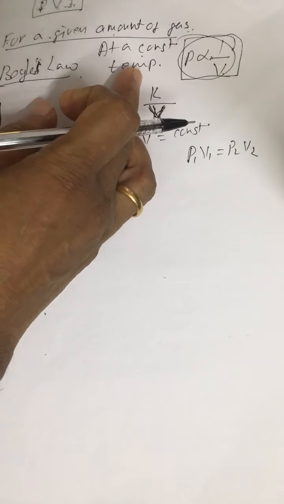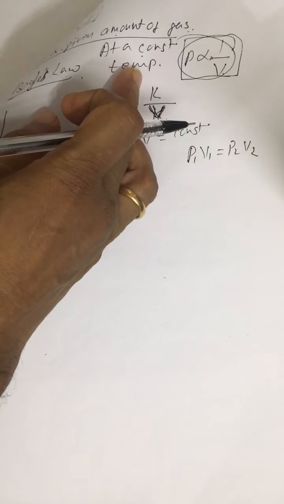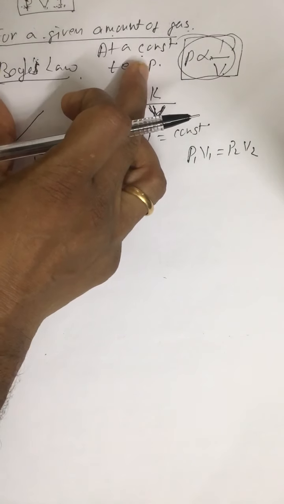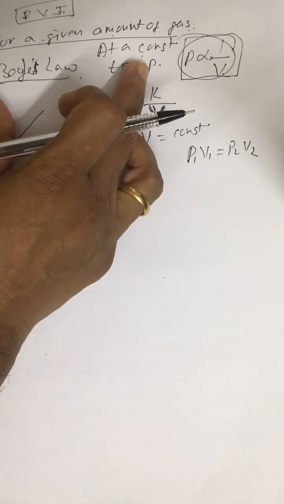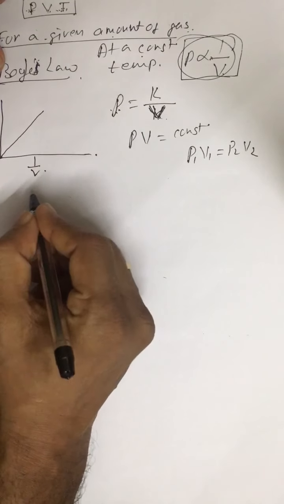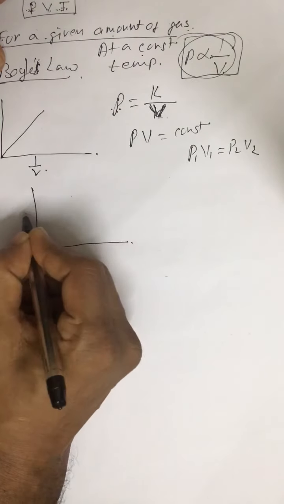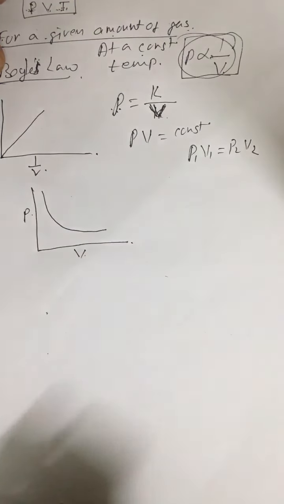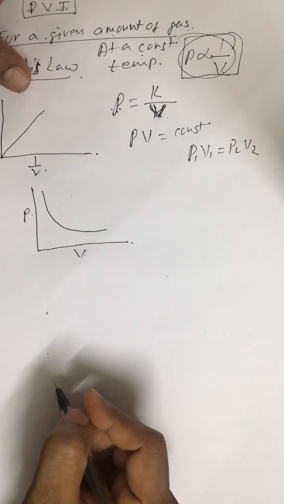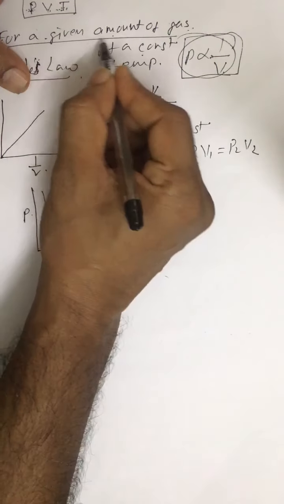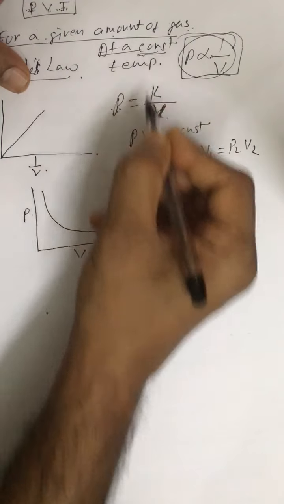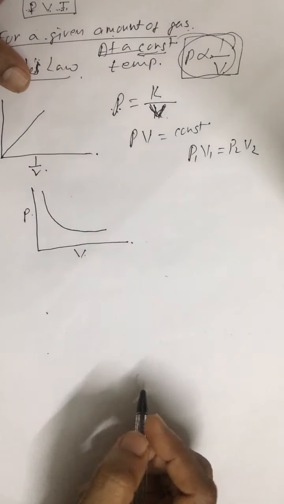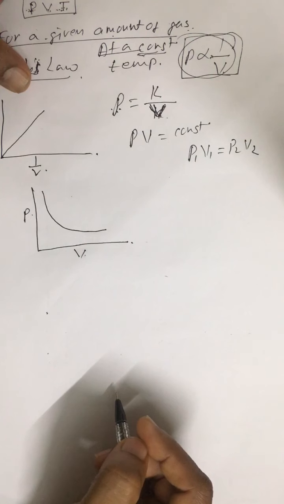Pressure versus 1 by V. If it is pressure versus 1 by V, yes, it is a straight line. And if it is between pressure and volume, obviously it is a rectangular hyperbola, because it is inversely proportional. So you get this kind of graph. Pressure is inversely proportional to volume. And since the temperature of the system is constant, they are called isotherms. Iso means same, therm relates to temperature, isotherm.